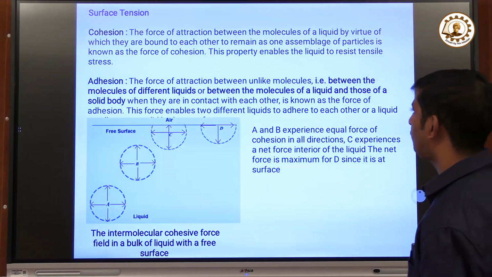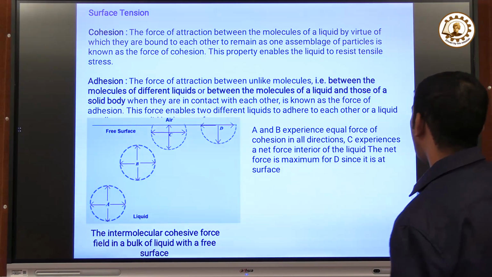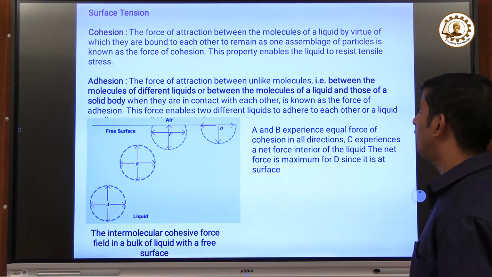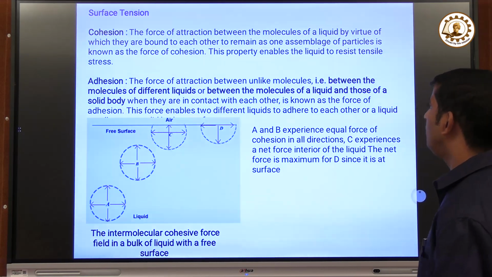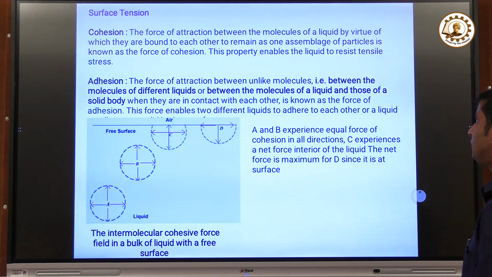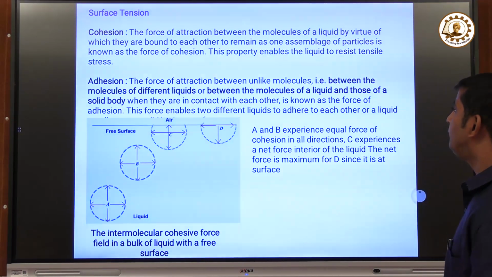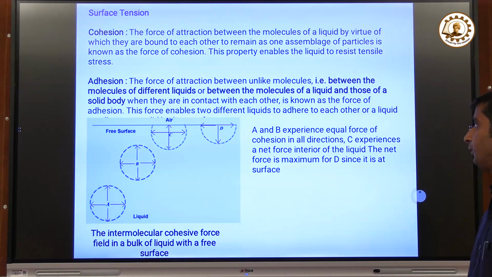And what is adhesion? The force of attraction between unlike molecules, that is, between the molecules of different liquids or between the molecules of a liquid and those of a solid body, when they are in contact with each other, is known as the force of adhesion. This force enables two different liquids to adhere to each other, or a liquid and a solid surface.